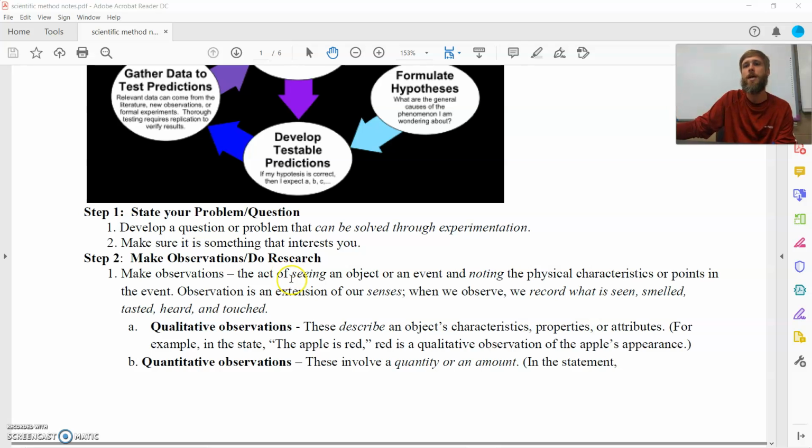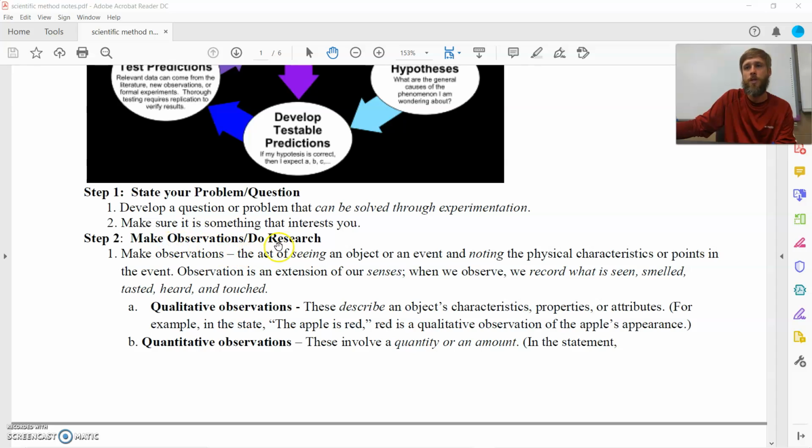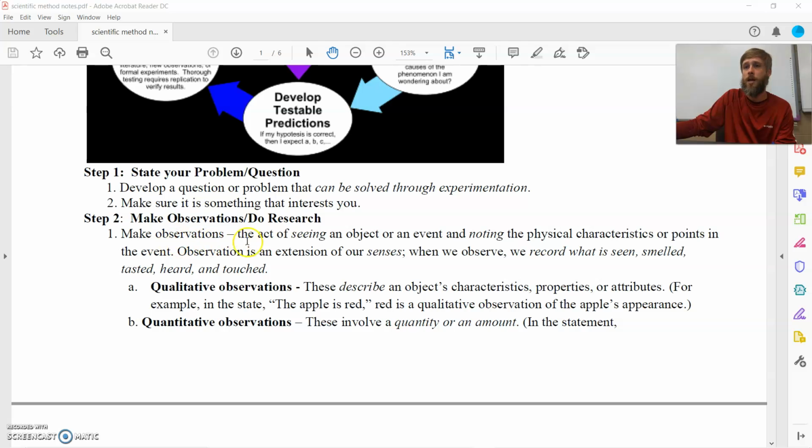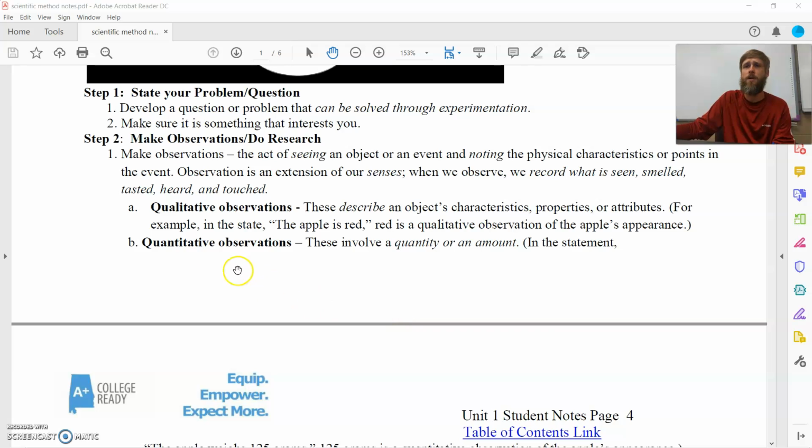So maybe you want to do some research and make some observations. So you can make observations, the act of seeing an object or an event and noting the physical characteristics or points in the event. Observation is an extension of our senses. When we observe, we record what is seen, smelled, tasted, heard, or touched. So then you have qualitative observations versus quantitative observations.